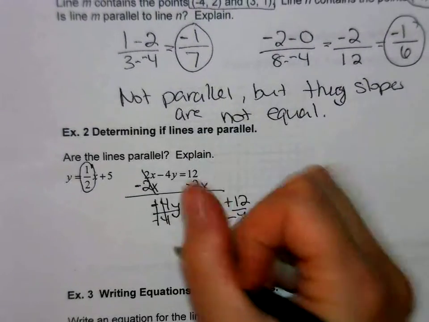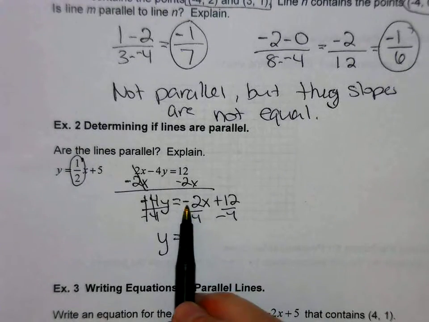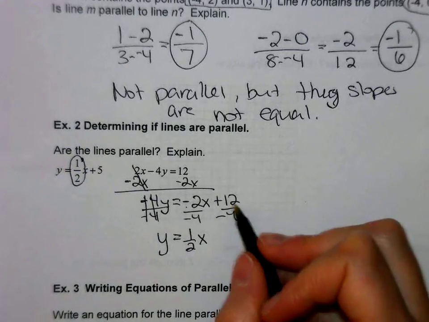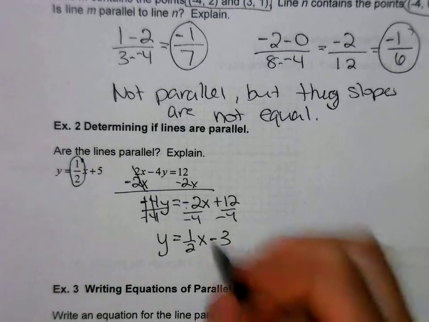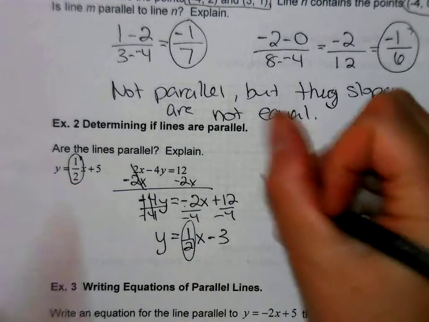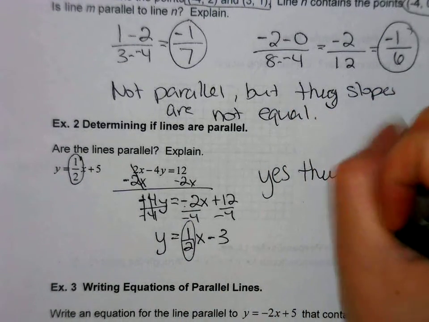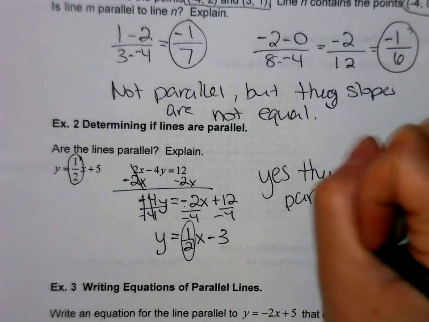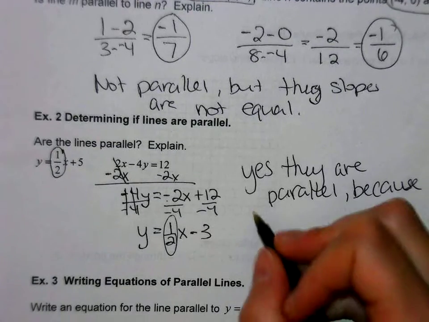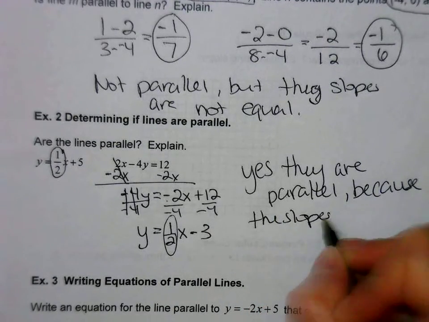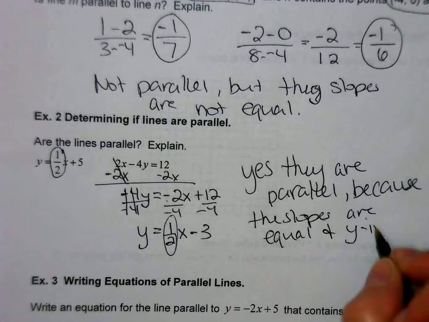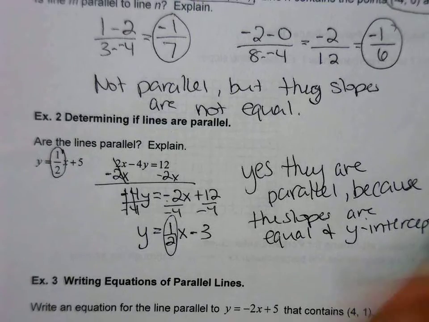-4 divided by -4 is positive, so we're left with y equals -2 divided by -4, which is +1/2 x. 12 divided by -4 is -3. So in this equation, the slope is a half. Since they're both the same, yes, they are parallel. And they are parallel because the slopes are equal and the y-intercepts are different.